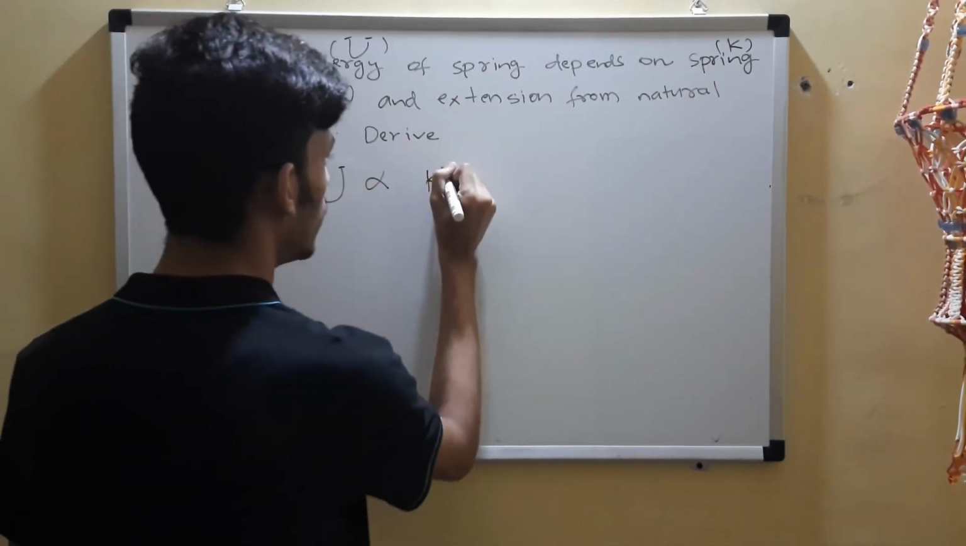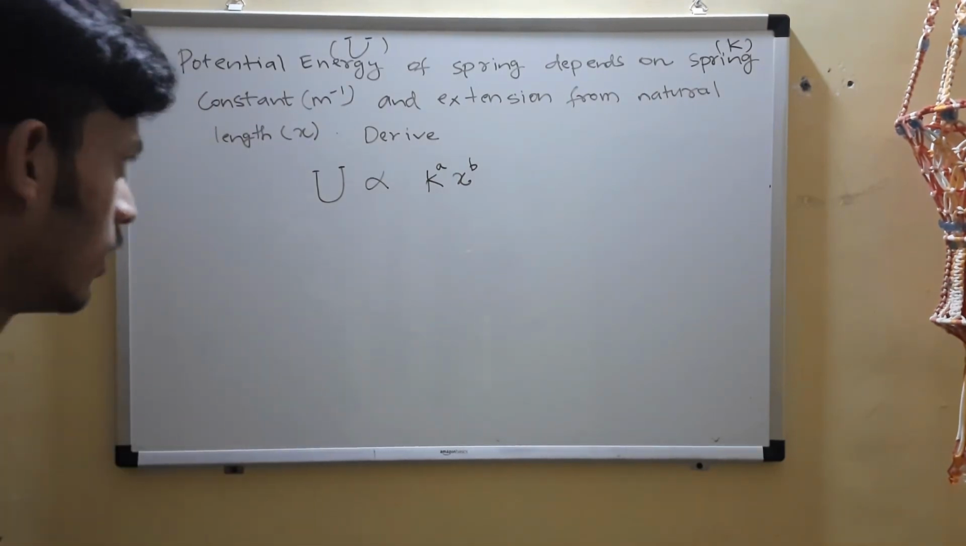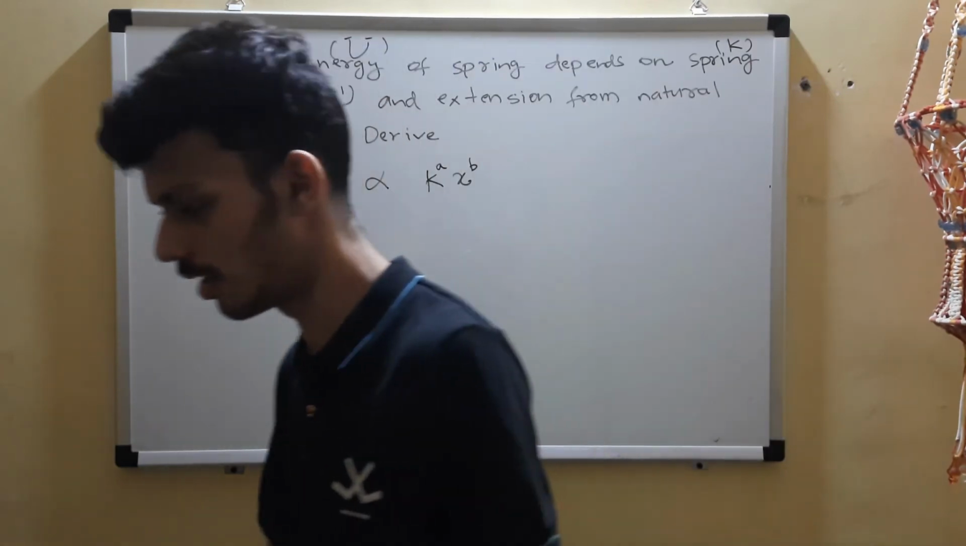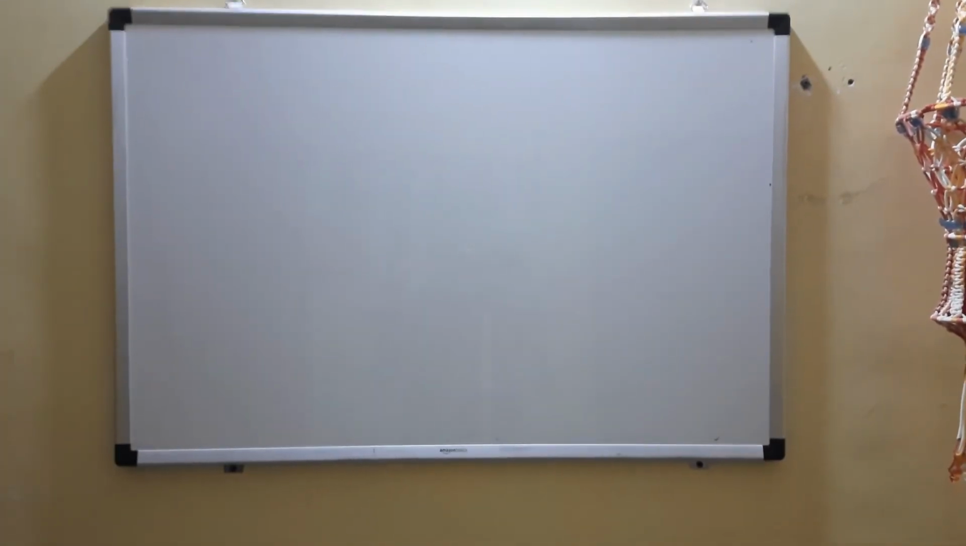Okay, this was k raised to a and x raised to b. This is the proportionality equation. Then you have to solve and get the values of a and b, using the same procedure, and let me know the answer in the comment section.